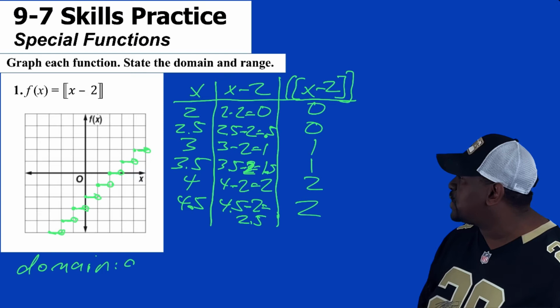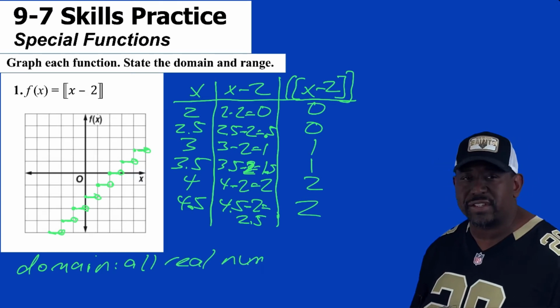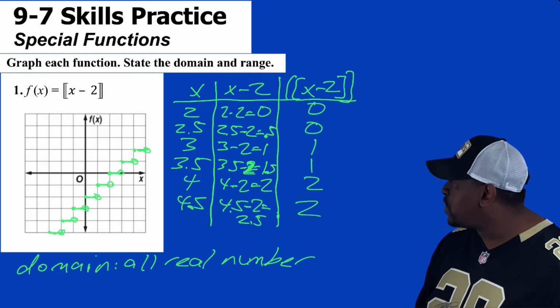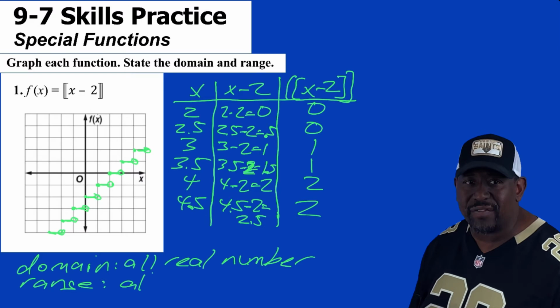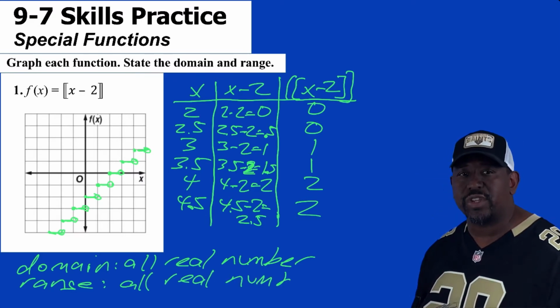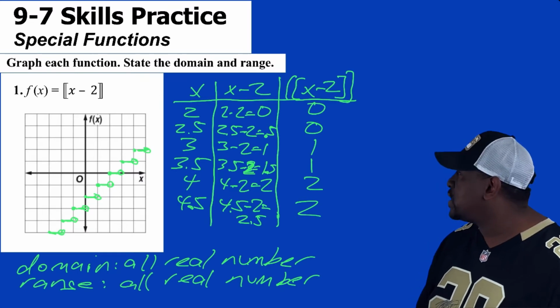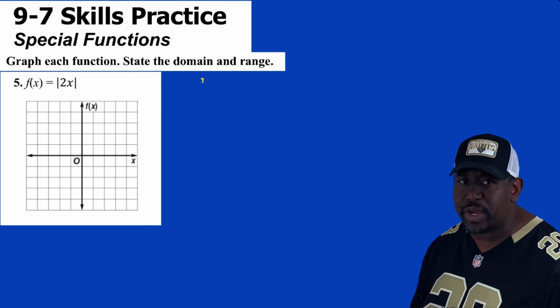Now the domain for the step functions are all real numbers. There is no limitation on the values of x. So that's what we write. Range, which is the range of y values or the set of y values, are all real numbers because there's no limitations on what y could be. So our domain and range, and usually for all step functions, that's the same domain and range.